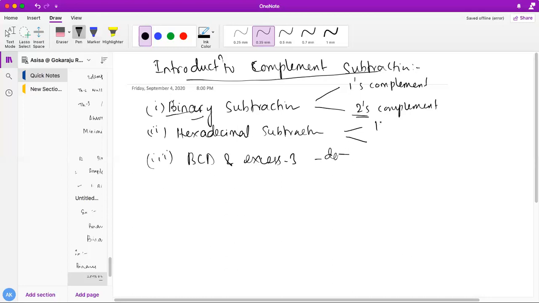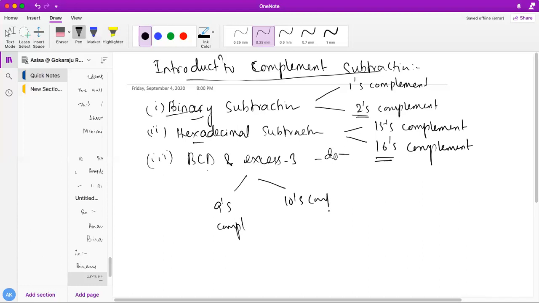Hexadecimal subtraction means 15s complement technique and 16s complement technique. Why? Because the base or radix is 16. So maximum we can use the 16s complement method. Next, BCD or XS3 subtraction. It is again 2 ways. One is 9s complement technique and another one is 10s complement technique. Why 9s and 10s? Because you know the valid BCD digit maximum is 9. That's why we have 9s complement and 10s complement techniques.